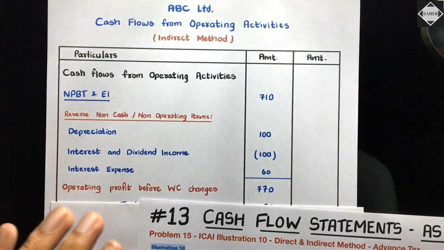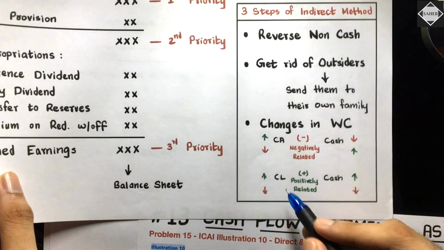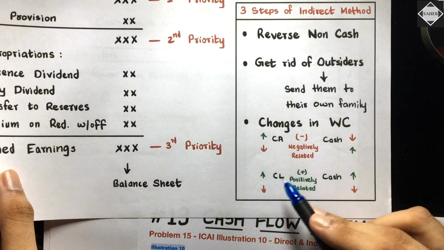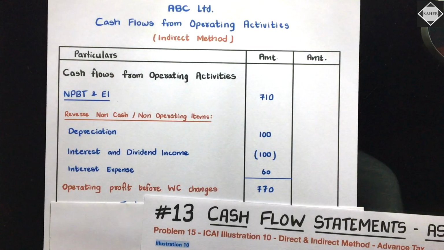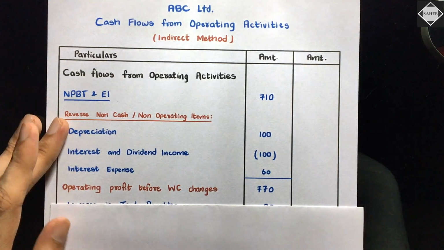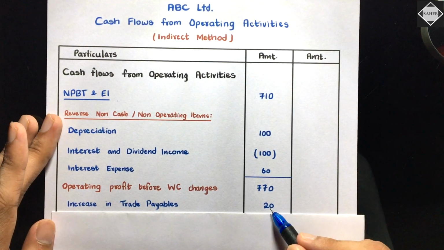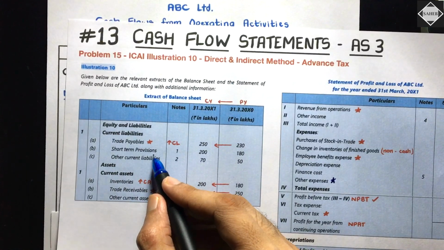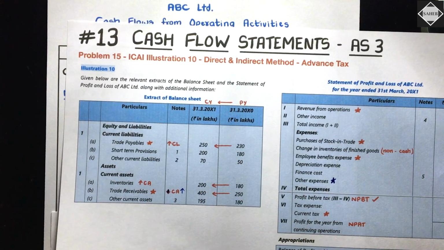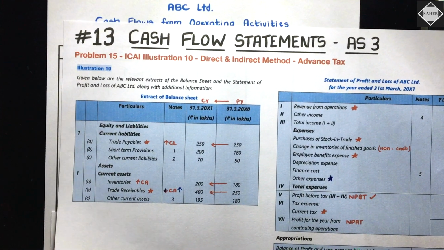If current liabilities increases, what do you do? Current liabilities and cash are positively related. If current liabilities is increasing, you have to add that, right? You all know that's the trick we use. So increase in trade payables, 20 add, right? Next, we have current liability, short-term provisions. No, that is for tax, so we don't do that in working capital changes.